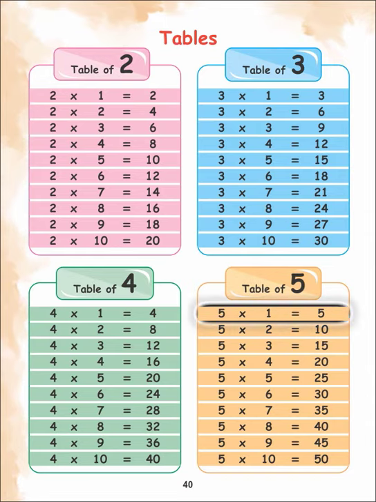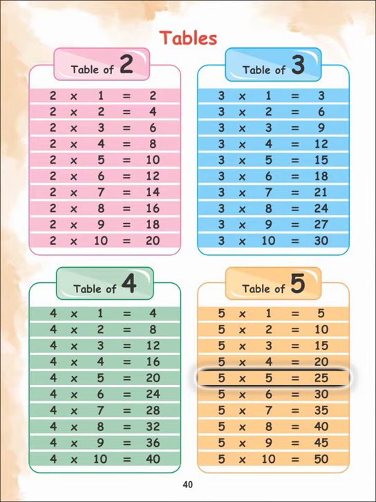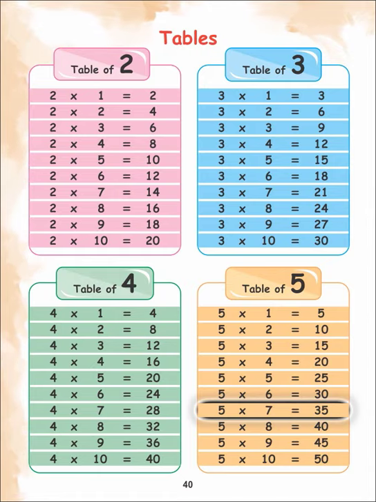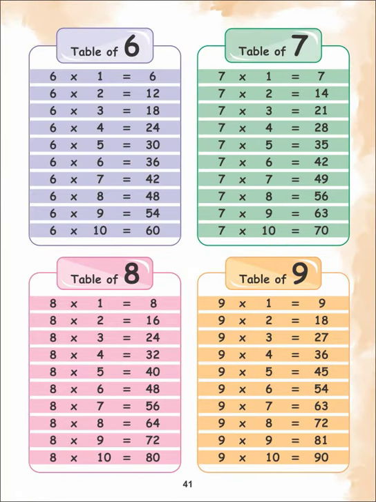5 ones are 5. 5 twos are 10. 5 threes are 15. 5 fours are 20. 5 fives are 25. 5 sixes are 30. 5 sevens are 35. 5 eights are 40. 5 nines are 45. 5 tens are 50. Table of 6. 6 ones are 6.